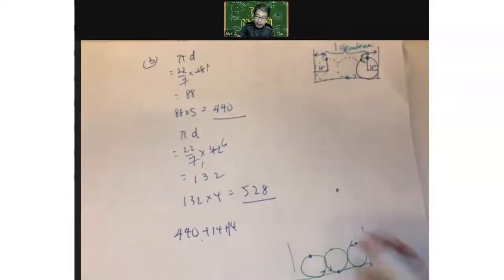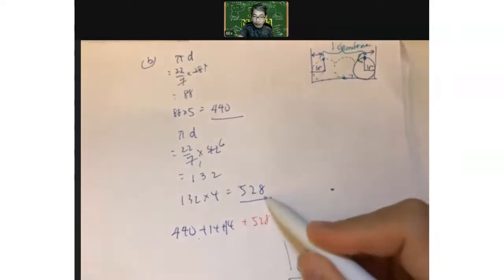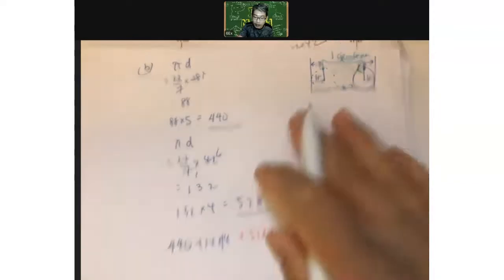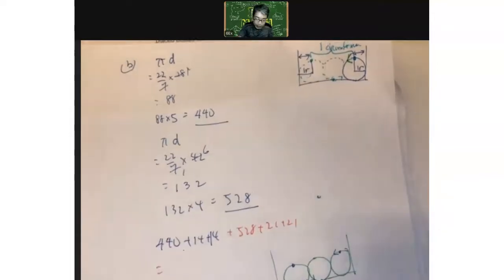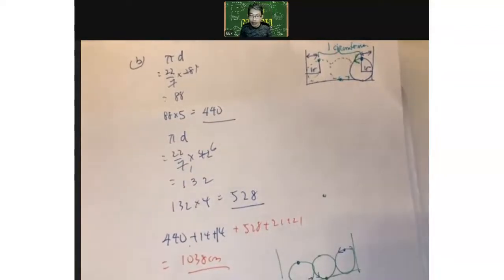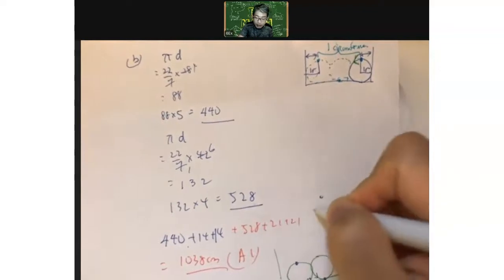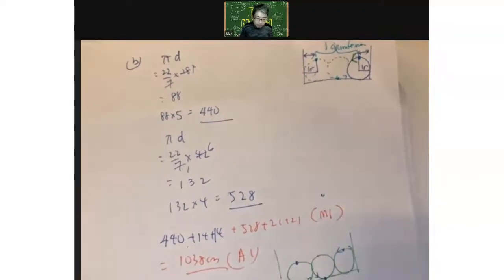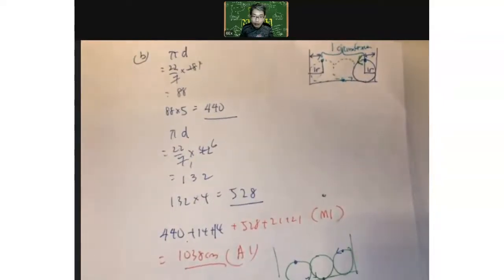Then you add in the big circle's circumference. It makes 4 turns. Then plus 2 of its radius. The big circle's radius is 21. So plus 21 plus 21. All these together, I get 1038 centimeters. And that's how you solve this. This is your A1. This is your M1. Not easy to get this M1, but this is how you do it. Let's go on to the next question now.